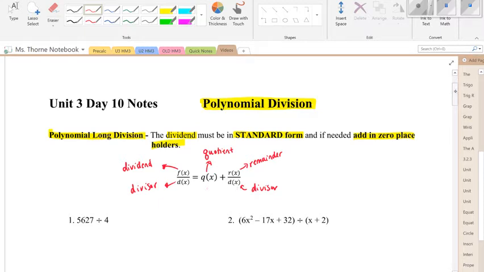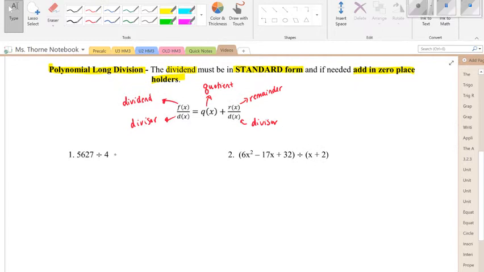So if we look at this first problem, let's revisit this when we're just dividing numbers. 5,627 divided by 4, we can rewrite as 5,627 divided by 4. Those two things mean the same thing. When we divide using long division without a calculator, if you recall from elementary school, the dividend goes underneath our division symbol, so 5, 6, 2, 7, and the divisor goes on the outside. When we divide, you look, how many times does 4 go into 5?